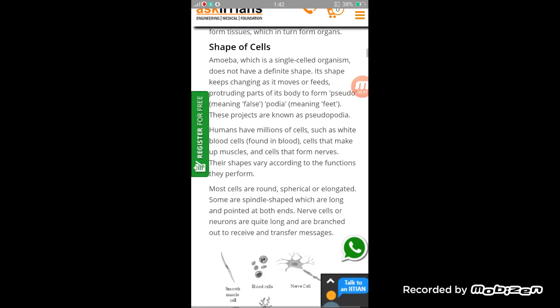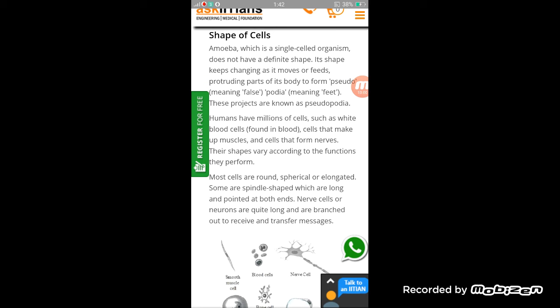Now we'll study the shape of cells. Amoeba, which is a single-celled organism, does not have a definite shape.